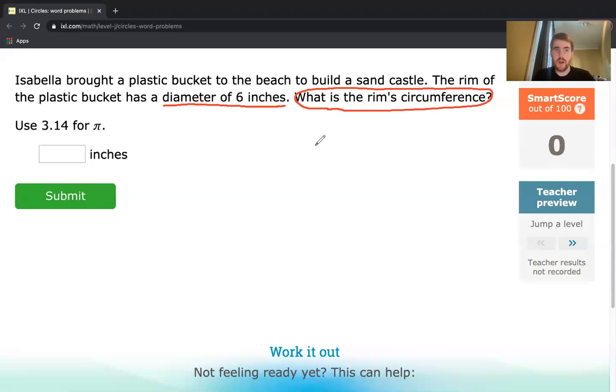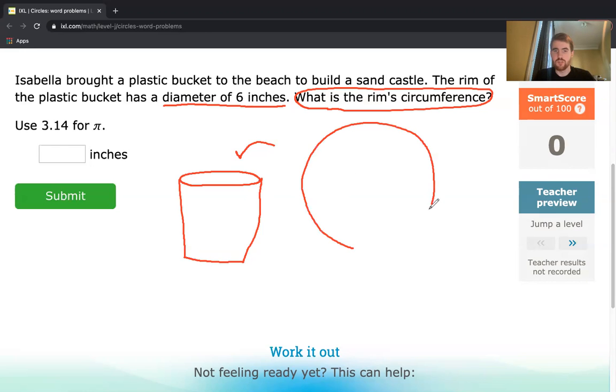So what I'm going to do now is draw a picture to represent the situation. We know that we have a plastic bucket that has the rim, which is the top of the bucket. So we can imagine a bucket here. We're thinking about the rim here. And we know the diameter of that, and we want to figure out the circumference. I'm actually going to imagine we look at this from the top. So then it's just a circle, right? Here is the rim of the bucket.